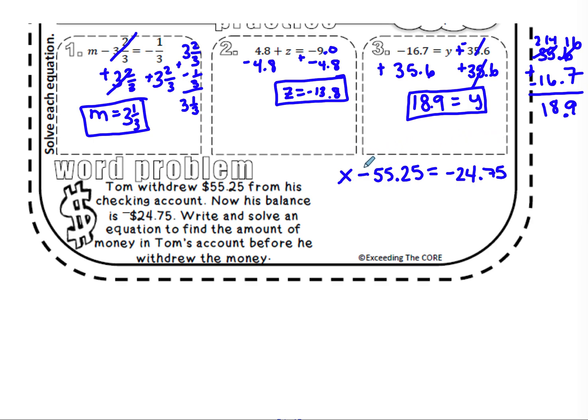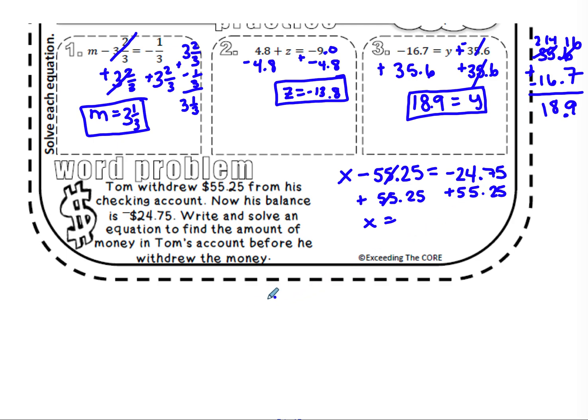Now I need to solve it. This is subtraction, or you might have written it as adding a negative. You have to add a positive to cancel out that negative. Okay, so I'm going to add a positive $55.25 on this side. I'm going to add a positive on this side. Okay, so on this side it cancels out, gives me X. Here, different signs, find the difference. I need to subtract. I have to rewrite it so that the one with the greater absolute value goes on top, just like I did over on that problem.